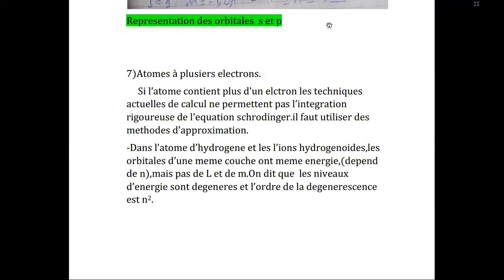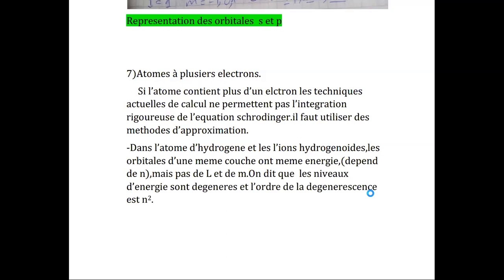I made an example for you guys. Where is that example? Yeah, I made an example for you guys.